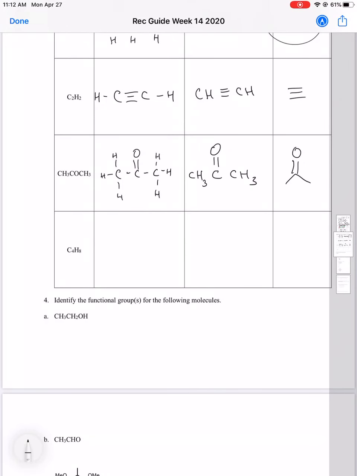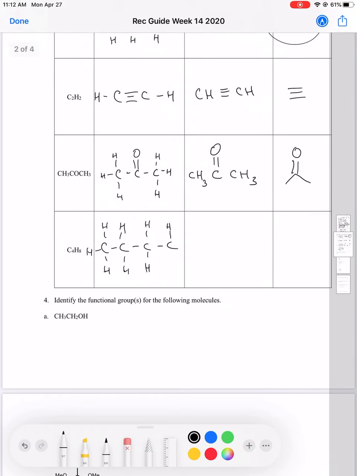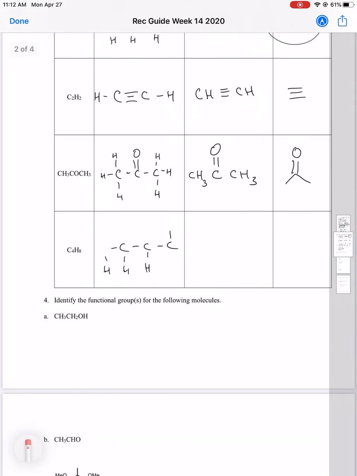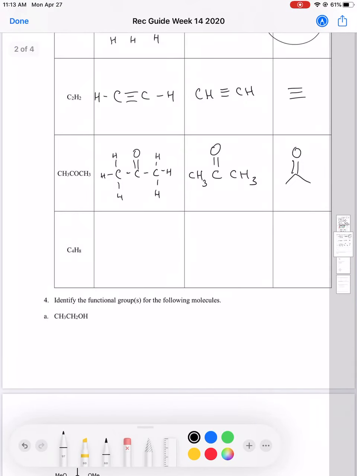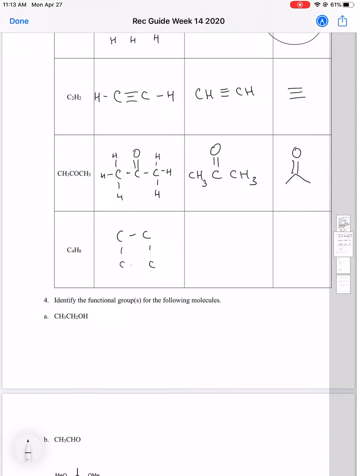Okay, C4H8. So let's try doing our 4 carbons. And we have 1, 2, 3, 4, 5, 6, 7, 8. That doesn't look right. Let's see. This carbon still needs one more bond, so that's not what it's going to look like. So let's try making it into a ring and see what happens. So we can do 1, 2, 3, 4, and 1, 2, 3, 4, 5, 6, 7, 8, so that'll work.